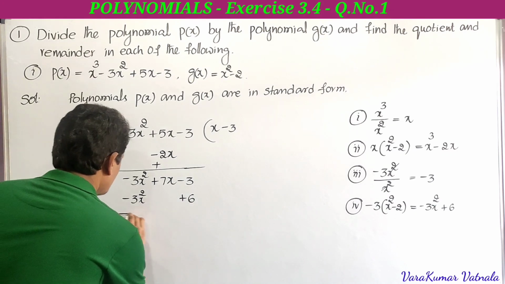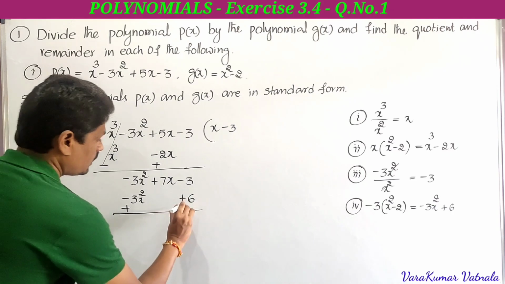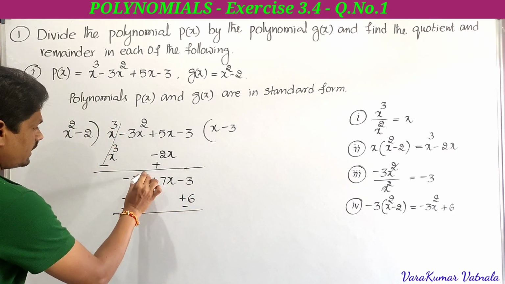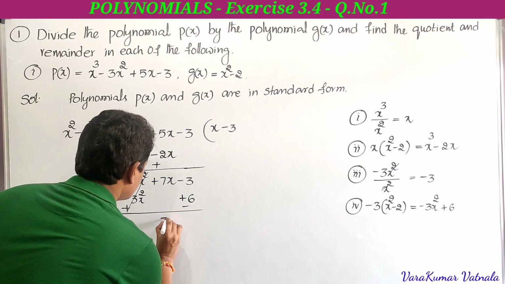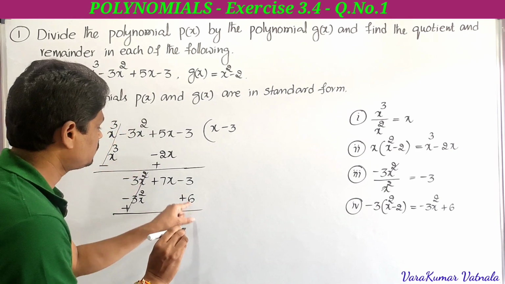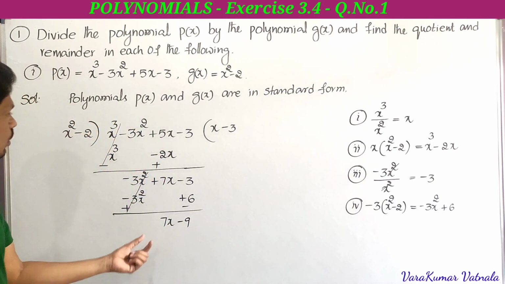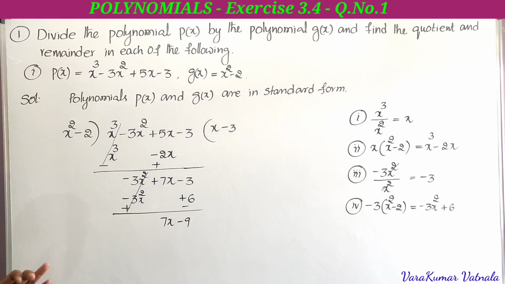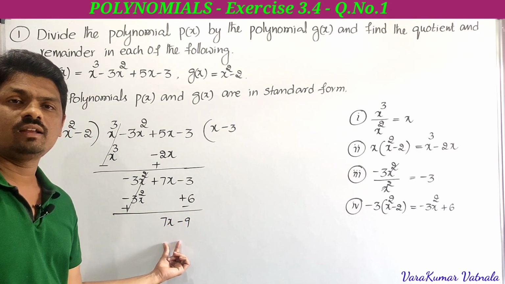So see here, now we have to subtract. So here this minus becomes plus, here plus becomes minus. Minus 3x square plus 3x square gets cancelled. Write this 7x as usual. So here minus 3 minus 6 becomes minus 9. So now you observe that this is the remainder. 7x minus 9 is the remainder.